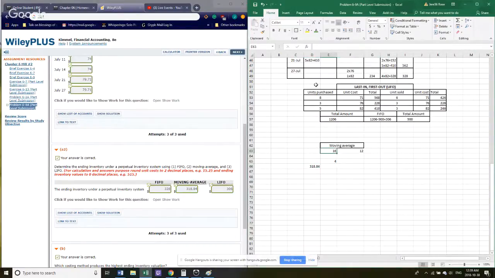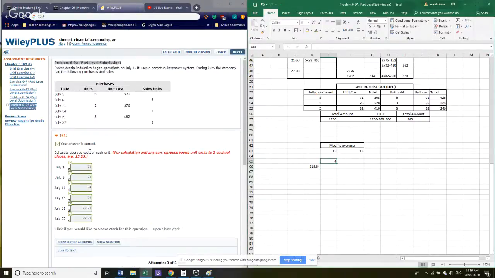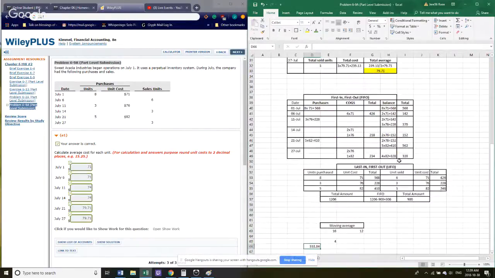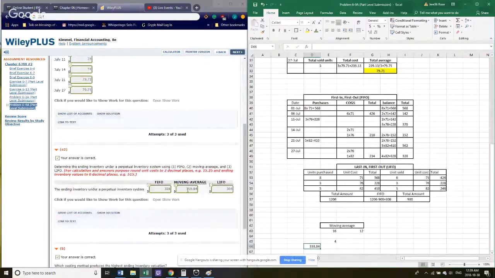So yet again, it's the units purchased, it's the units sold. You take away those, which would give you 4, which is the total units that are remaining, right? And then you take the 4 times the 79.71, which would give you the moving average and where it is at currently. So that's how I sort of calculated it.